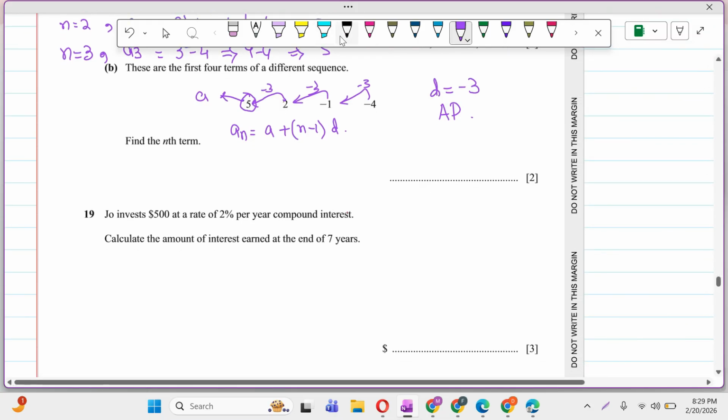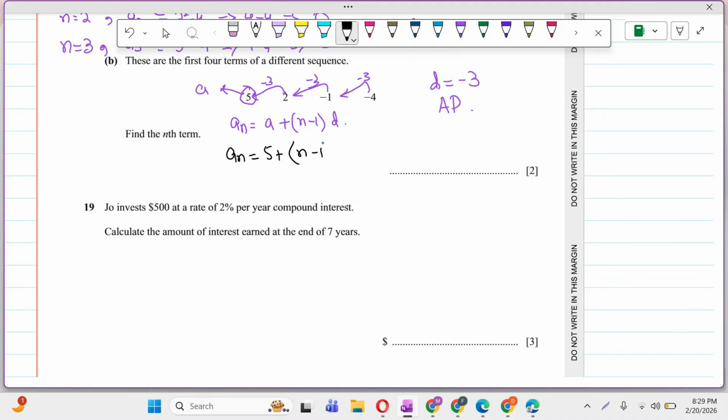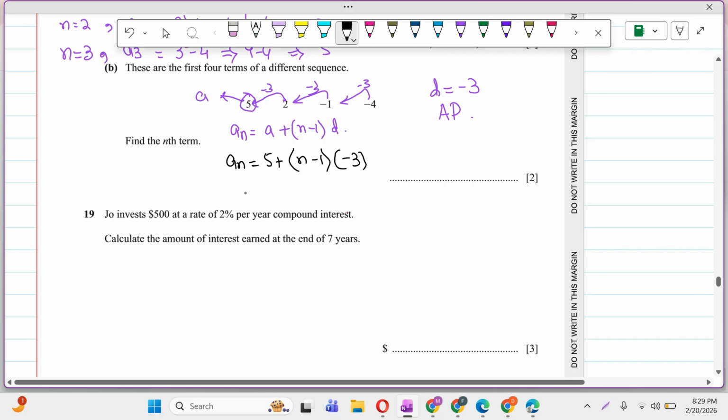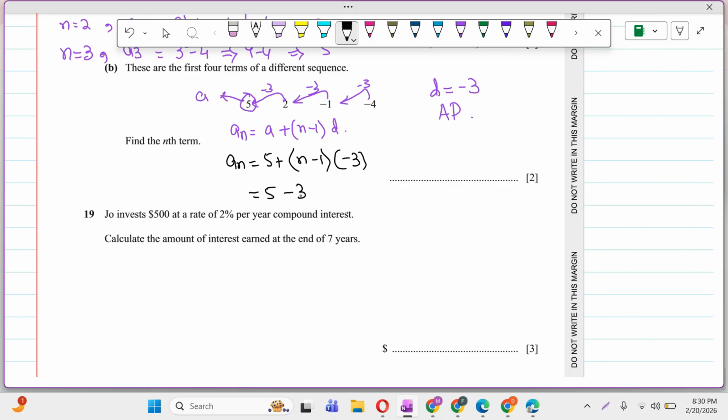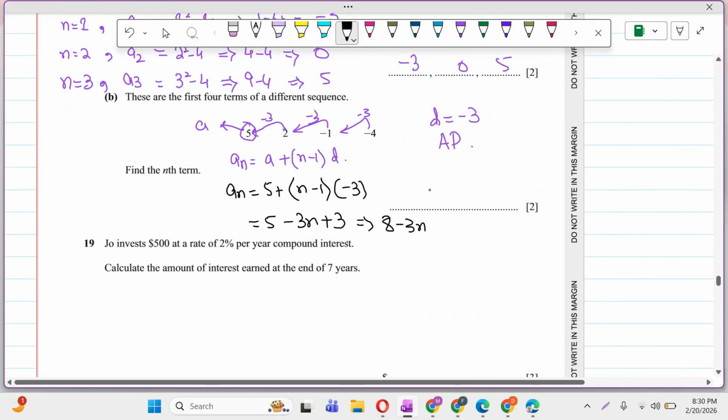So plugging these values, we will have a_n equals a, which is 5, plus (n minus 1), which will remain the same, times d, which is -3. Further solving, we have 5, -3 times n is -3n, and -3 times -1 is +3. So this is equal to 8 minus 3n. So the nth term of the given sequence is 8 minus 3n.